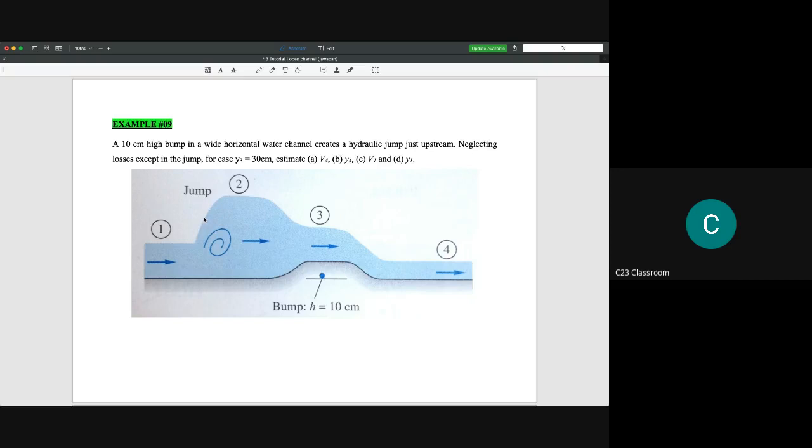So the higher energy is at point number 1, and then when the hydraulic jump occurs, you have energy loss. So the energy at 2 equals 3 equals 4, and is not equal to 1. The total energy at 1 is the higher one, because in the hydraulic jump it lost a certain value of energy, which means the energy at points 2, 3, and 4 is a little bit lower compared to 1.